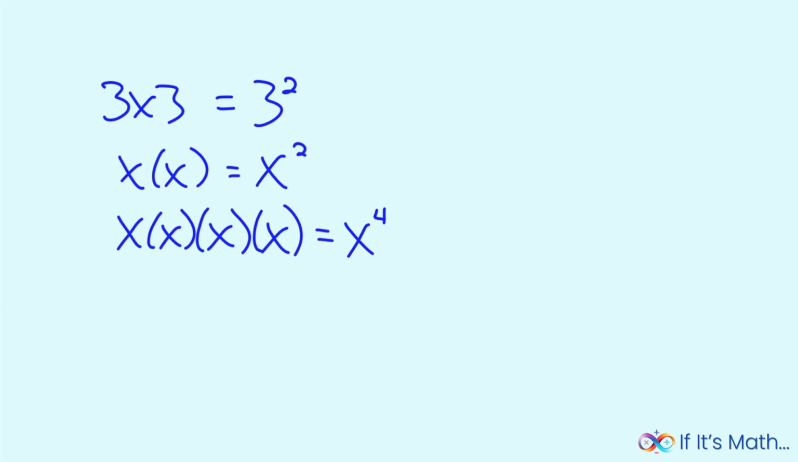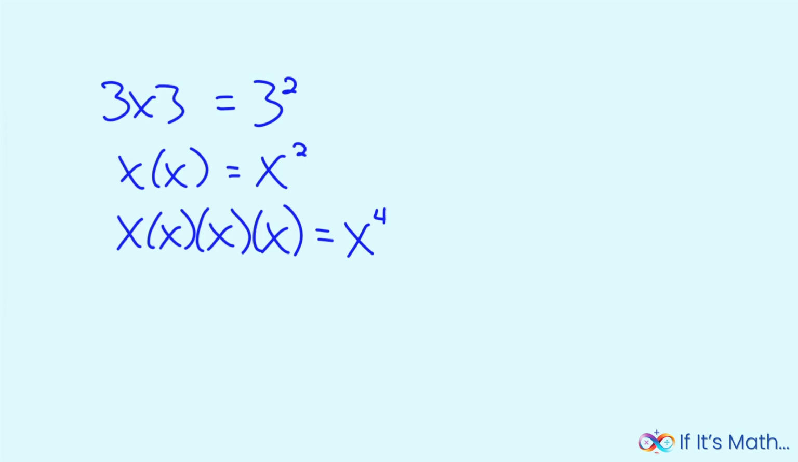If you're trying to figure out how to write it in exponent form, I'm multiplying x by itself 4 different times. So I put my base here as x. I count up the number of times. In this case, we have 4. And that's what goes into that exponent right there. So that creates that x to the 4th power. And this works with anything.